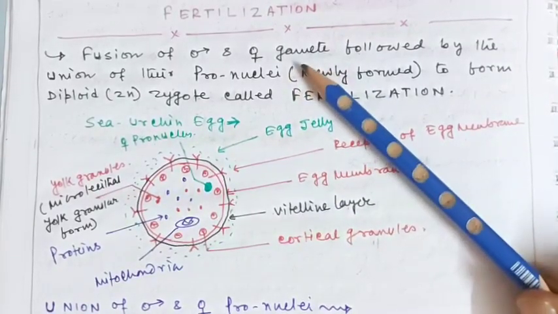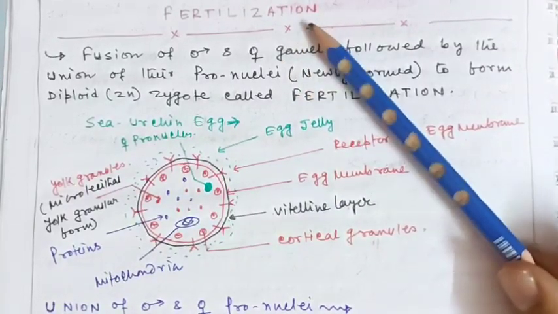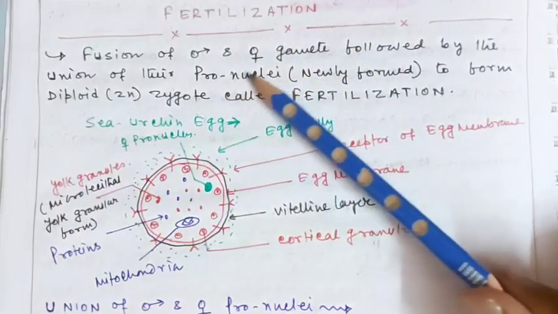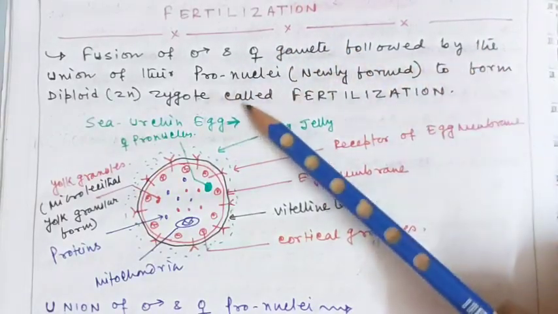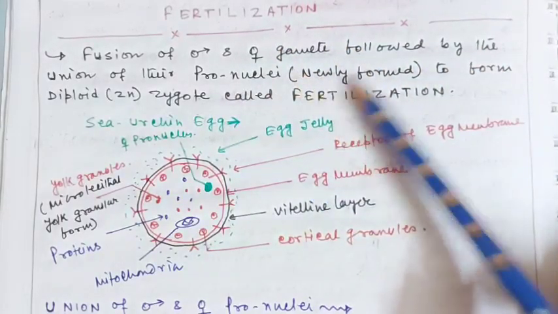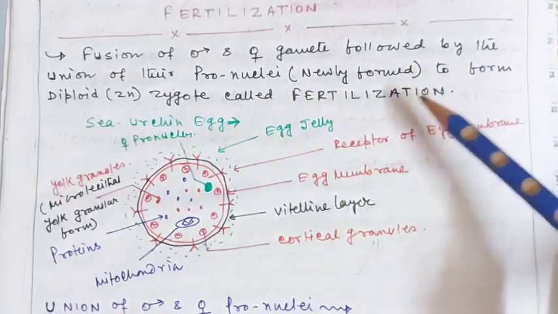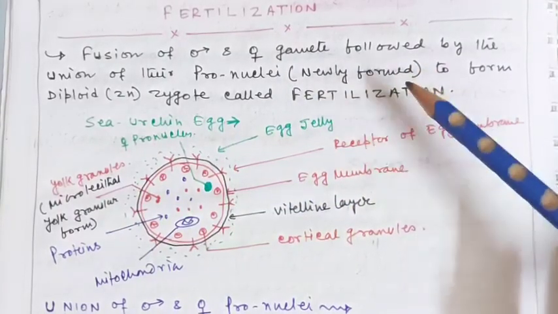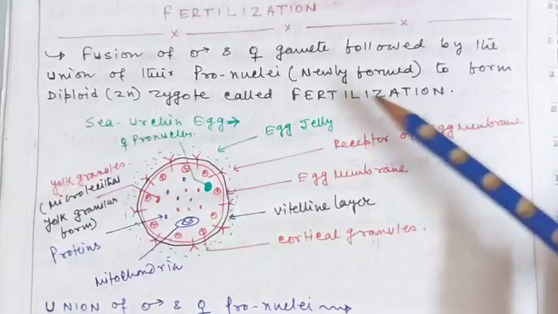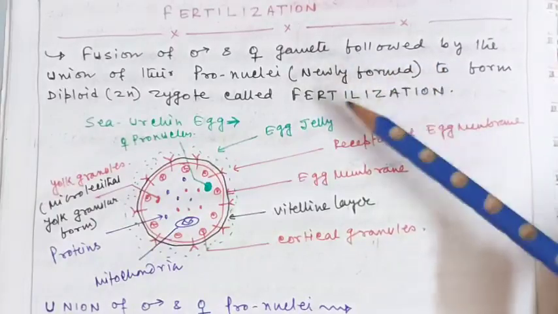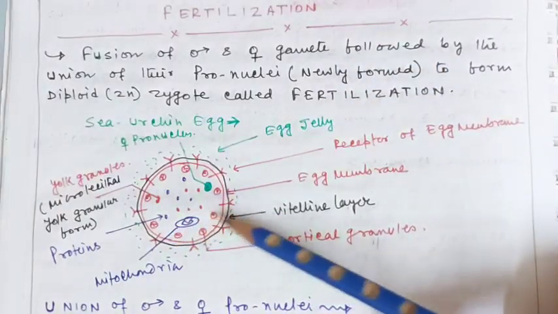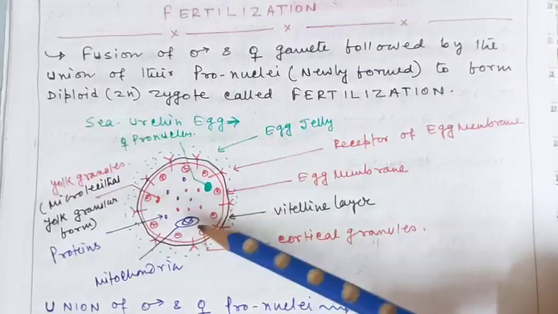In this video we will discuss the fertilization process in sea urchin. The fusion of male and female gamete, followed by the union of their pronuclei to form the diploid zygote, is called fertilization. But before discussing the detailed process of sea urchin fertilization, we should first have a clear concept about the structure of the sea urchin egg.